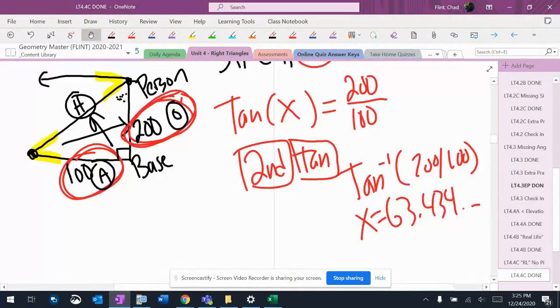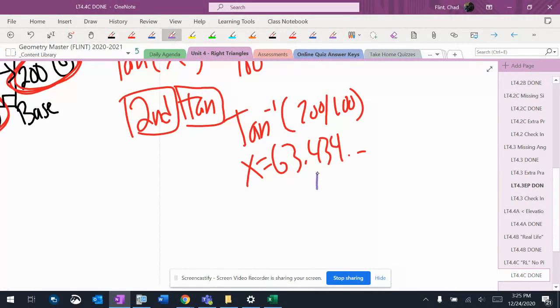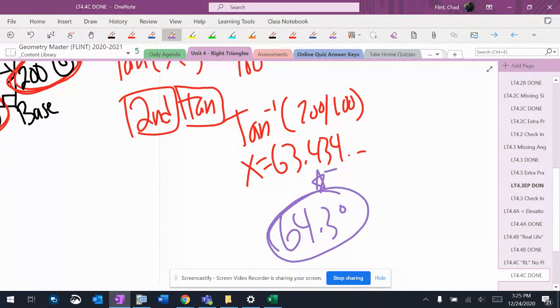It says to the nearest tenth of a degree. So nearest tenth, looking at the 3, which is 63.4 degrees. You do not have to put the degree symbol there if you don't want to.